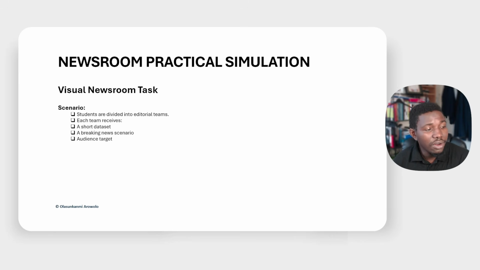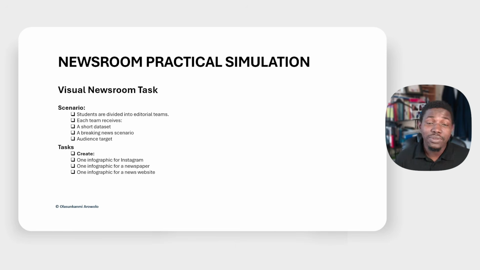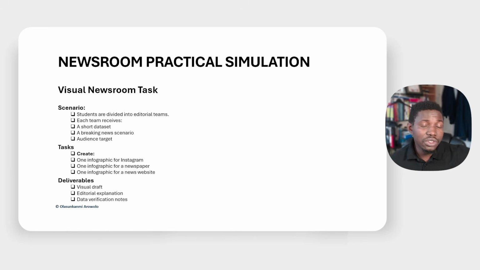You break it down into scenario, and you have an audience target, and then designer. Your task will be to create one infographic for Instagram, one infographic for newspaper, and one infographic for a news website. So screenshot this, save it. I'll give you further instruction on this. Your deliverable will be a visual draft, an editorial explanation of your infographics, and the data verification notes. That is very important. I'll give you a clear instruction on how to submit that.